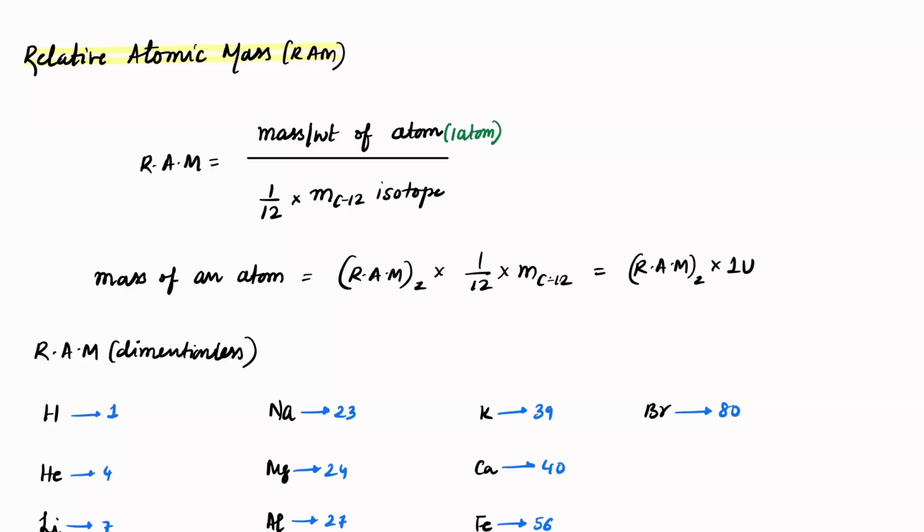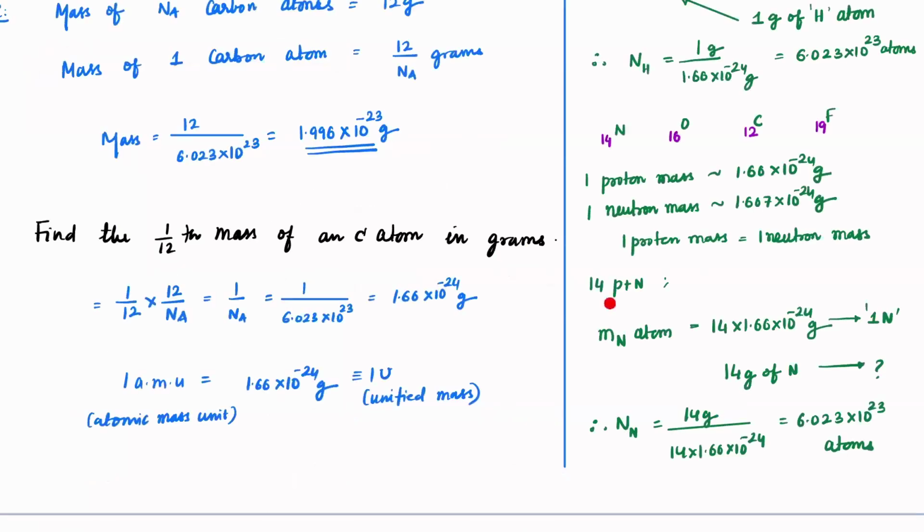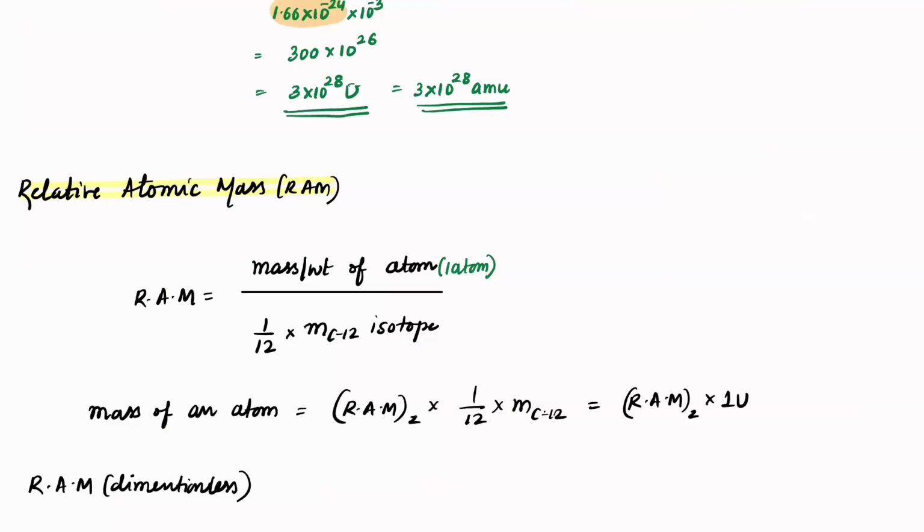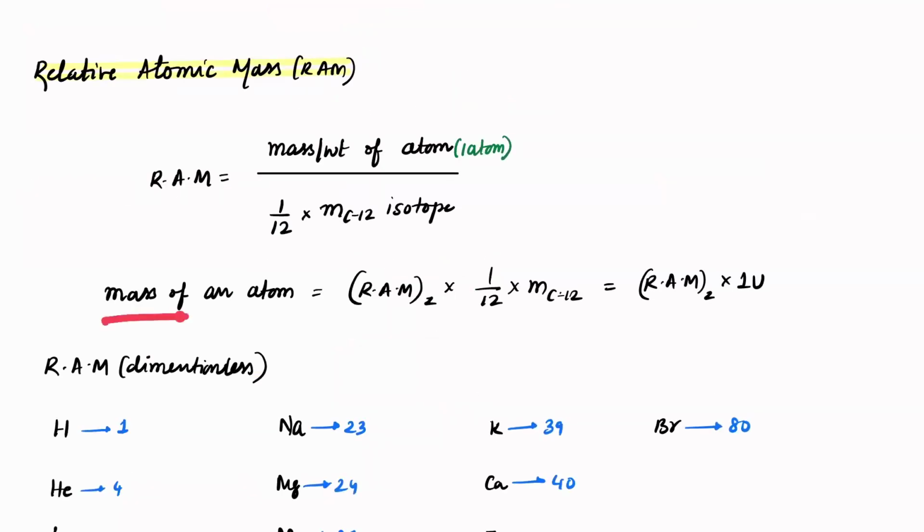Therefore, if you know the mass number of any element, this is just the trick which I have applied here right now. If you just know the mass number of a particular atom, you just need to multiply that with 1 AMU, and you will be able to get the mass of that atom. That is what is useful with relative atomic mass. So the mass of any unknown atom is equal to RAM, the relative atomic mass of that atom Z, into 1/12 mass of carbon 12. And 1/12 mass of carbon 12 is what we defined as one unified mass or one AMU.